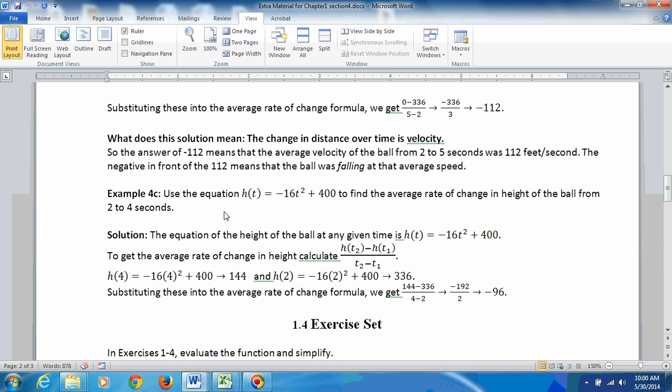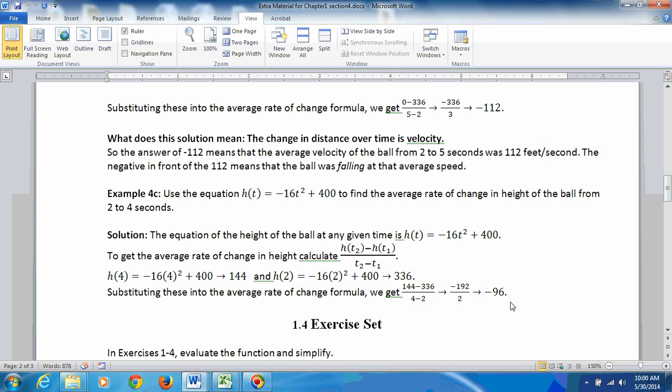In 4C here, it says use this same equation to find the average rate of change in the height of the ball from 2 to 4 seconds. Okay. Put in 4, we get 144. I put that into the function, and I get 144. Put 2 into the function, and I get 336. So then just use your change in y's over change in x's. 144 minus the 336 over the x values that you substituted in, 4 minus 2. If you work that out, you get a negative 96.